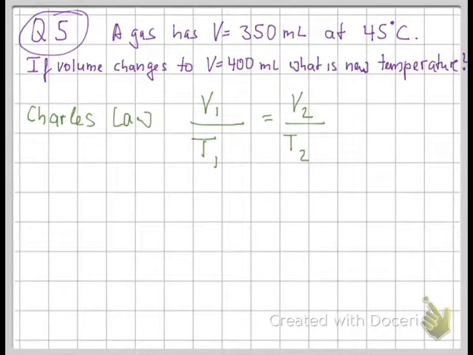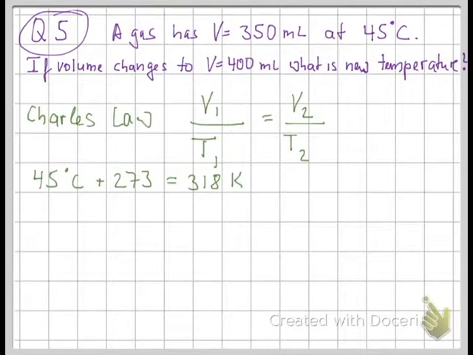Kelvin is offset from Celsius by 273 degrees. And we started out with 45 degrees C plus 273 degrees, which converts that to Kelvin, makes it 318 Kelvin.